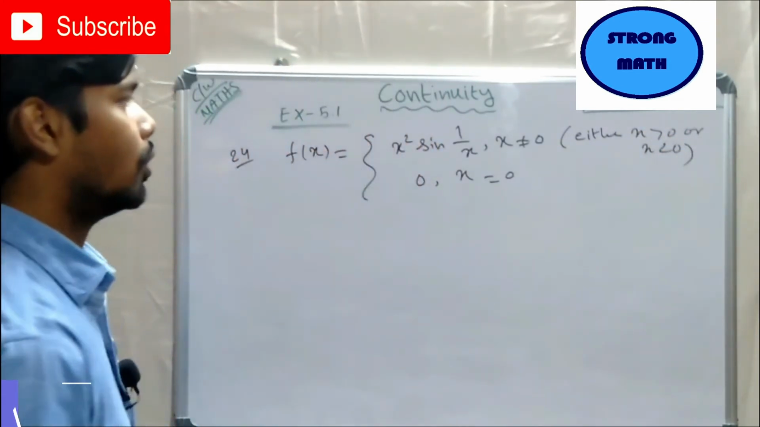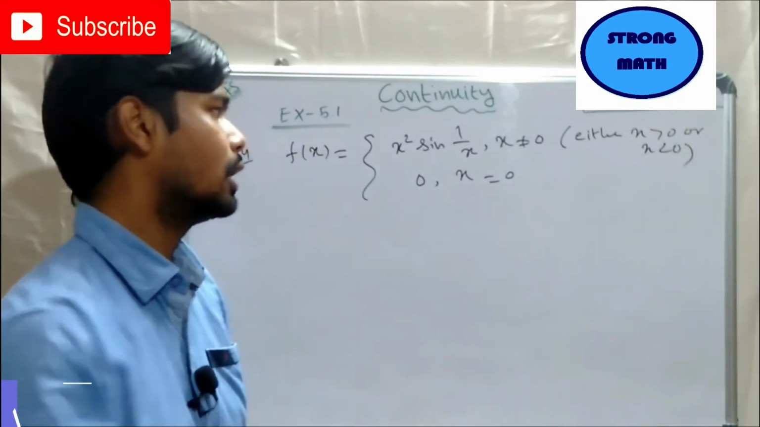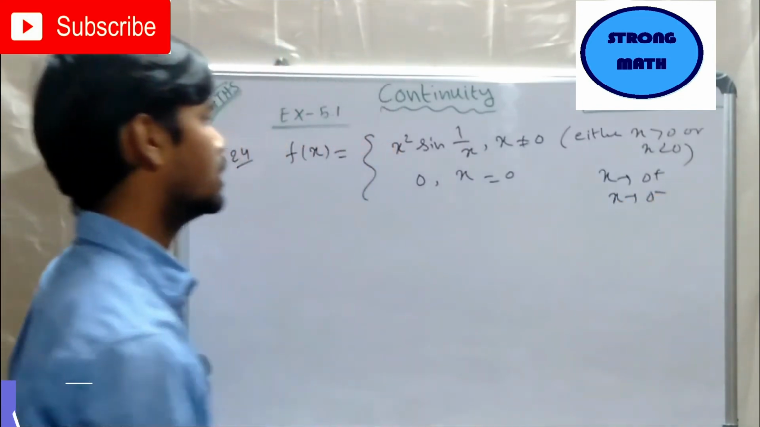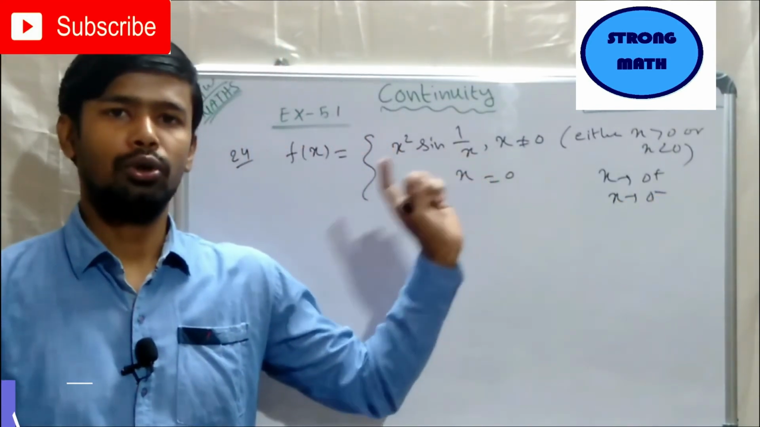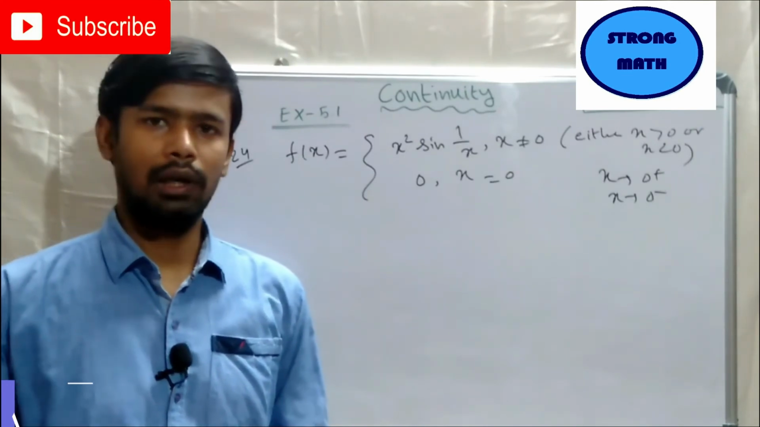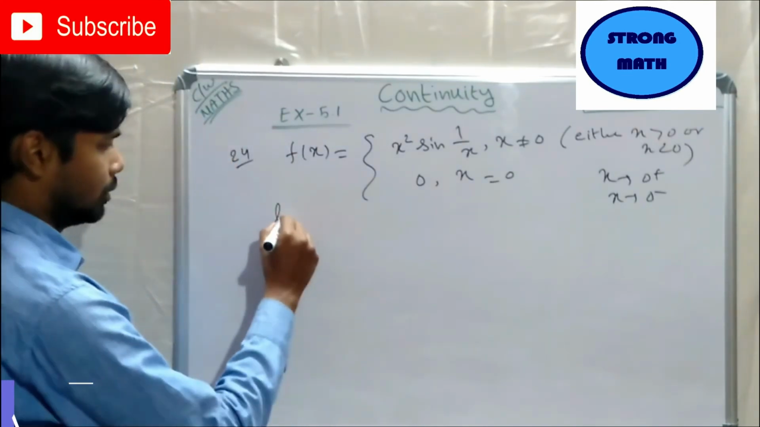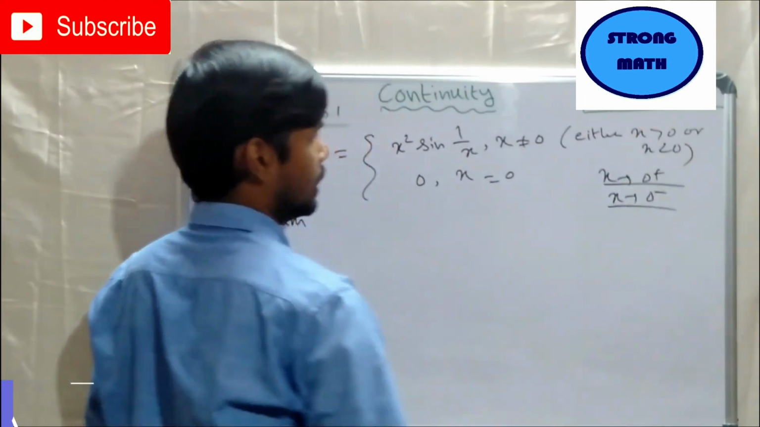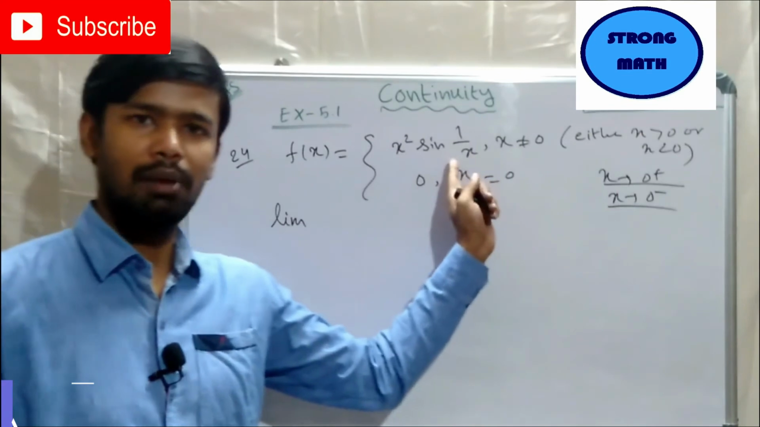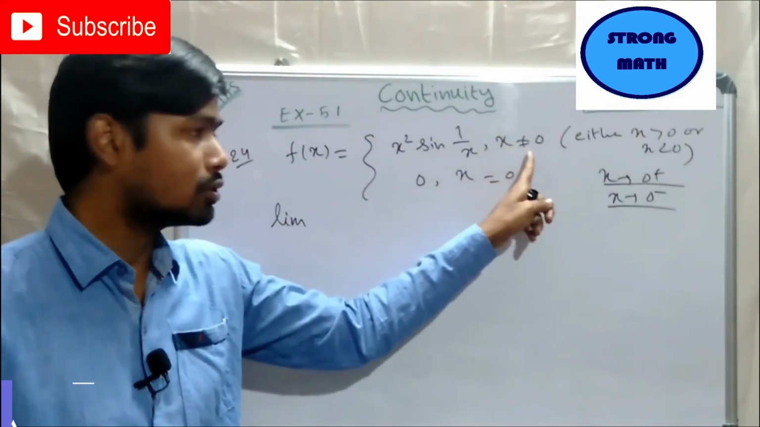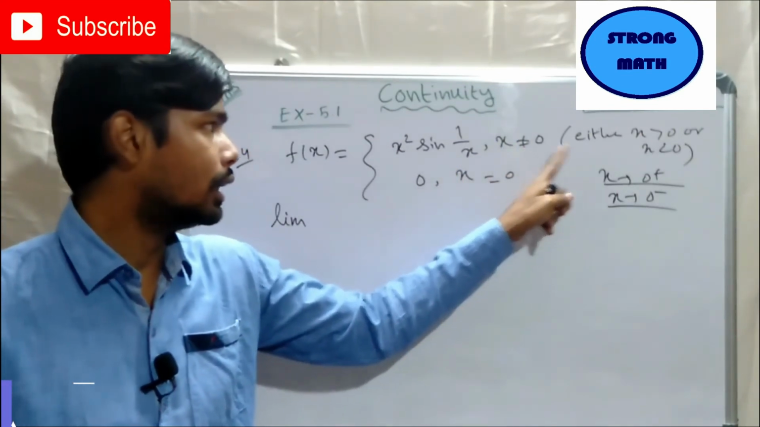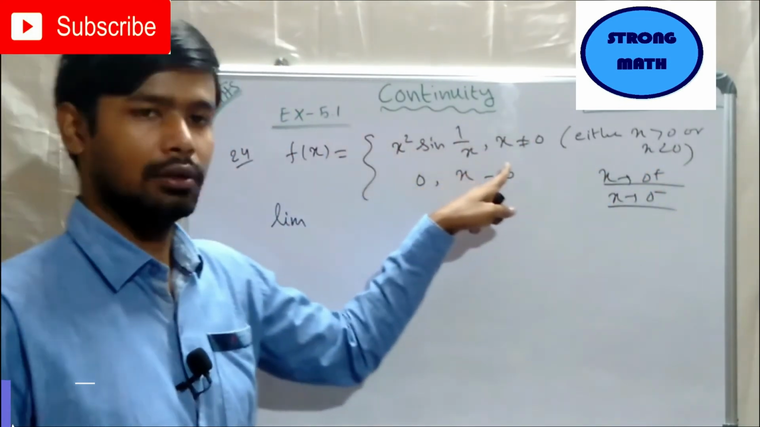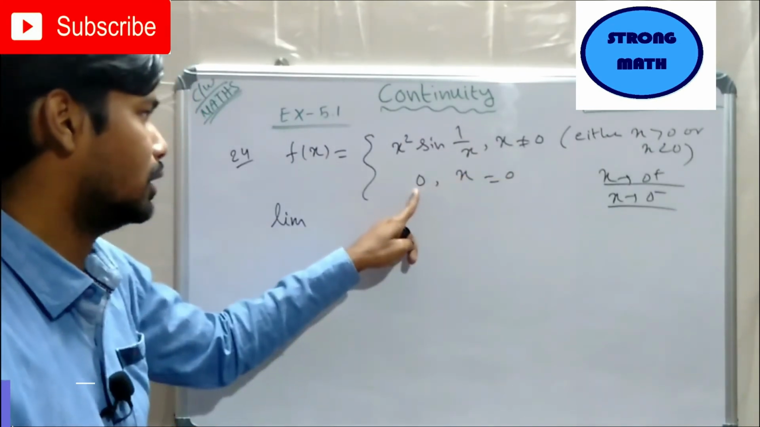Okay, so for x greater than 0, that is for x tends to 0 plus or x tends to 0 minus, the function gives us the same value. So no need to calculate the right hand limit or left hand limit. Just calculate the limit. Why? Because for the right hand case and left hand case, the function gives us the same value. If x is not equal to 0, that means either x is greater than 0 or x is less than 0. For that case, the function gives us this value, and for x equals 0, the functional value is 0.